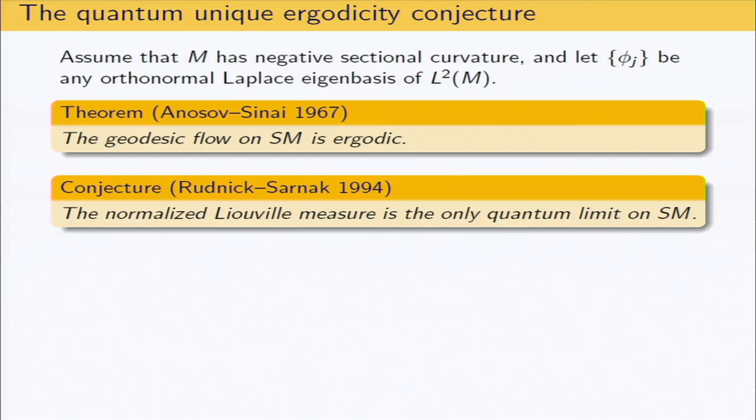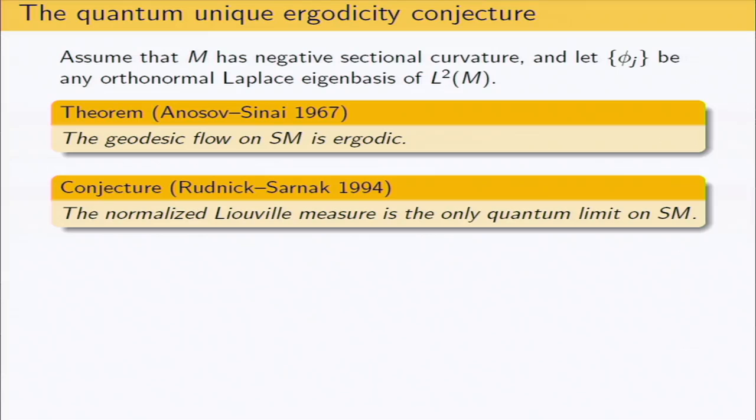It's an Anosov flow, which probably motivated Rudnick and Sarnak to state their famous quantum unique ergodicity conjecture, saying that there is no exceptional sequence of Wigner measures tending to anything but the normalized Liouville measure. That is to say, the normalized Liouville measure is the only quantum limit on phase space.